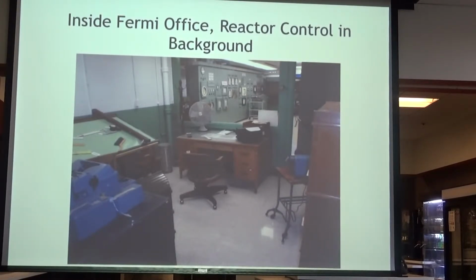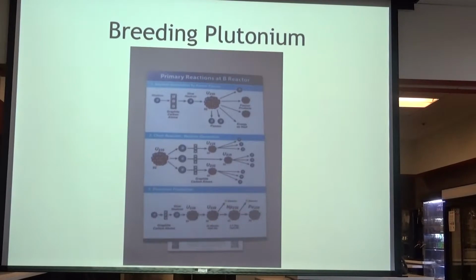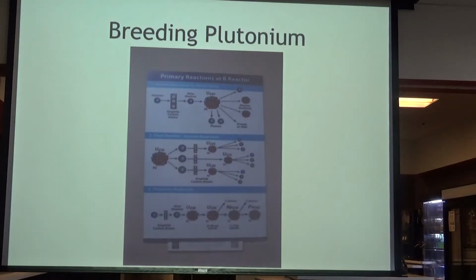The Friden Corporation did not like their name being associated with the Cold War, with the arms race, so a representative came in one day with a chisel and took the logo right off the front of that printer, and it's still that way today. But anyway, this is Enrico Fermi's office. Here's the process of breeding plutonium.